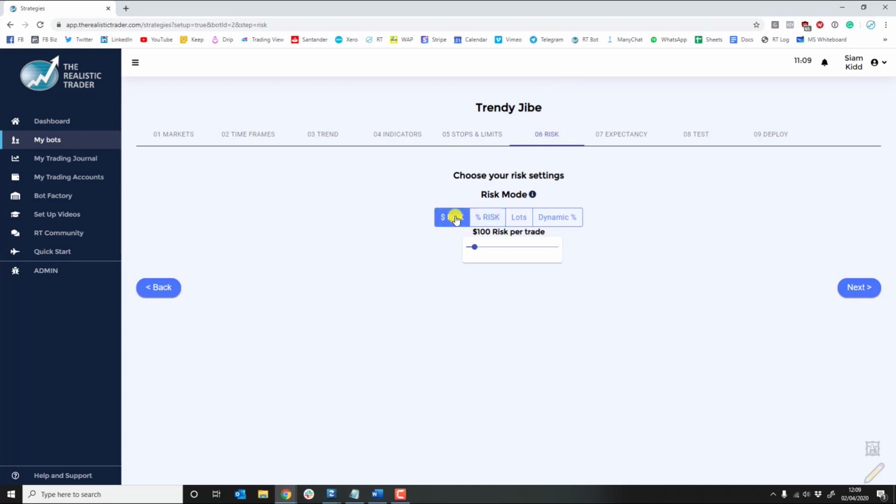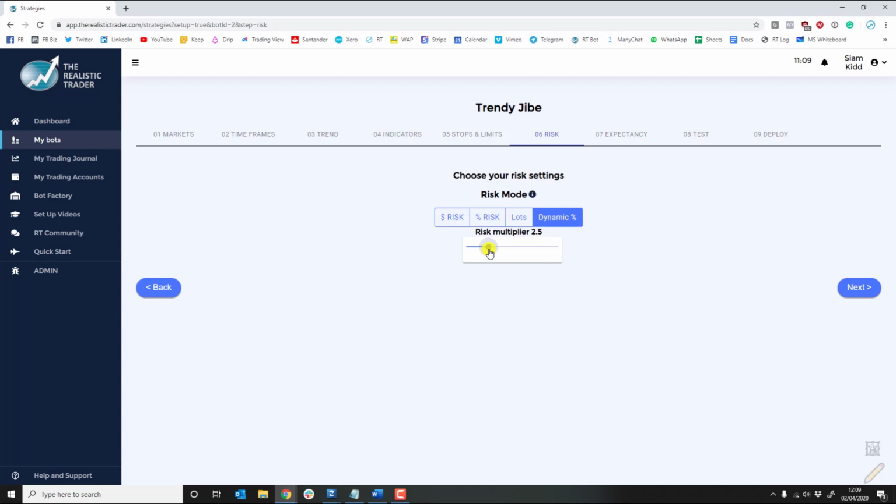Now the risk, you can either set it at a set risk per trade, which I would definitely never do. Don't bother with that. And again, don't bother with lots. That's pretty much the same thing. You can have it as a percentage of your account, so it'll always risk 1% of your whole account per trade. Or you can have a dynamic one. So basically, it's a risk multiplier.